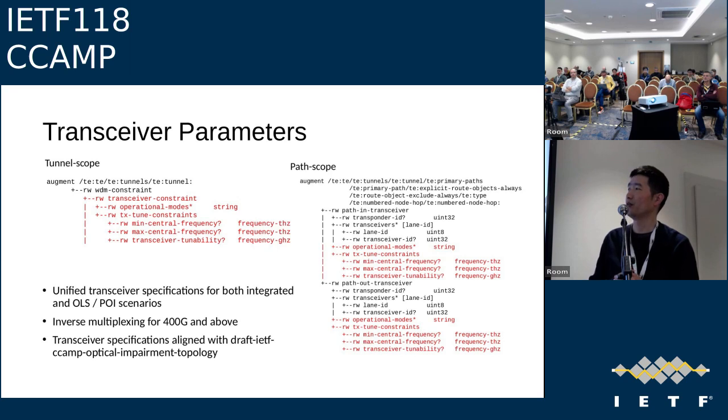And right, as you see, the same groupings are applied to both the tunnel level WDM constraints as well as the path level constraints, and this also covers the scenario for both starting and terminating transponders, as well as the regenerated case where you have two back-to-back transceivers from both input and output, as you see on the right side. Next page.